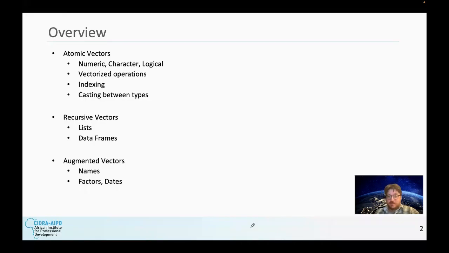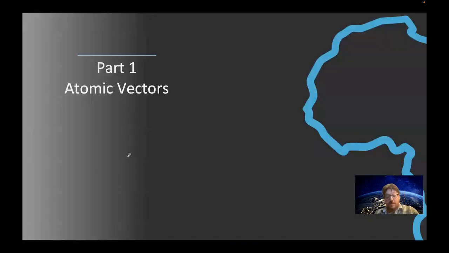There are three main types of vectors in R, and this lecture will be split into three parts accordingly. First, we're going to talk about atomic vectors, which are the most common basic types of vectors. Then we're going to talk about what are called recursive vectors, such as lists and data frames. And finally, we're going to talk about augmented vectors, such as names, factors, dates. So let's get started with atomic vectors.